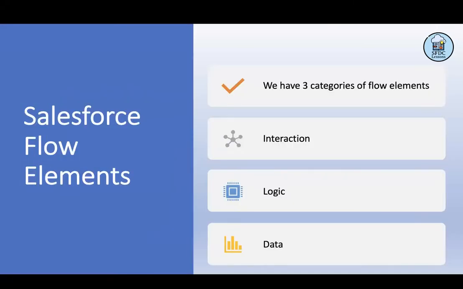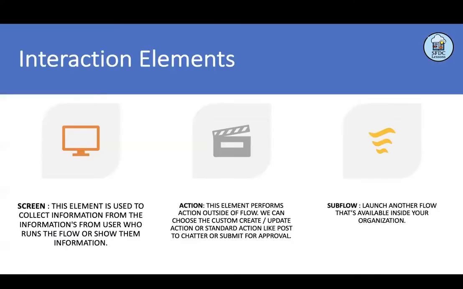We have three categories of flow elements: interaction elements, logical elements, and data elements. Okay, so we will see all of these one by one. In the interaction category, we have three elements. The first one is the screen element. We can use this screen element to collect information from the user who runs the flow, or we can show some information to the user.